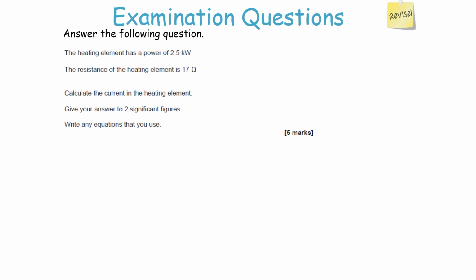Next question. The heating element has a power of 2.5 kilowatts. The resistance of the heating element is 17 ohms.